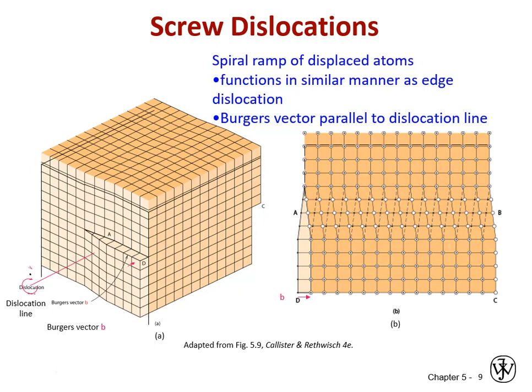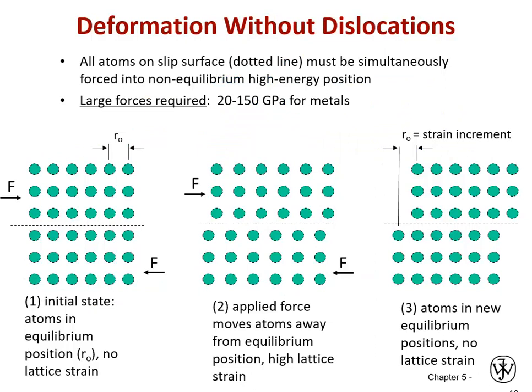But other than moving parallel to its own line, it works the exact same way as an edge dislocation with respect to a compressive and tensile strain field, and the energy of the crystal being raised right in the area, in this case, where the ramp begins, sort of closer to A in the center of that left-hand side.